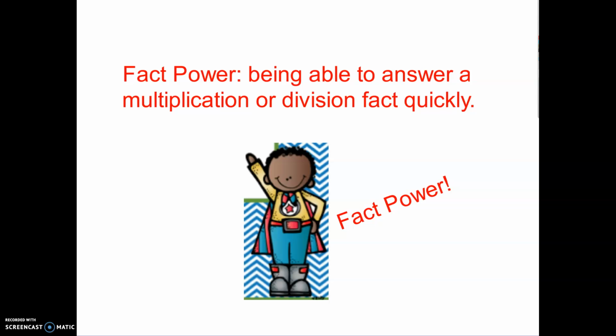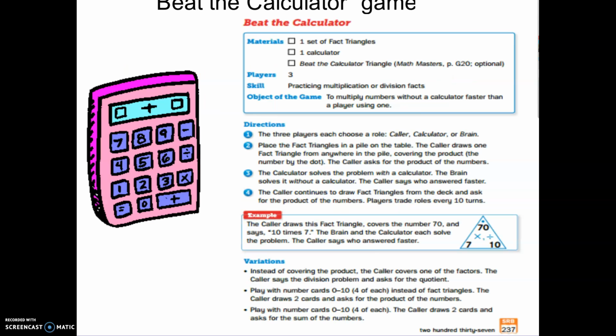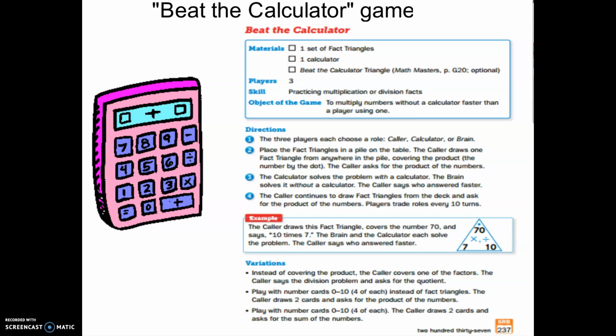So something to help you practice that is a new game to play. It's called Beat the Calculator Game. You should have all the materials needed in order to play this game. In your toolkit, there was a calculator. You're going to need that calculator today. You should have some fact triangles. If you don't have fact triangles, you can make some quickly or write them on your whiteboard, but you should have some fact triangles from a few lessons ago.